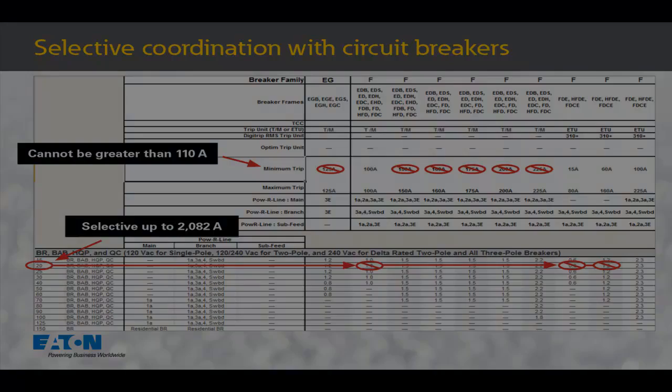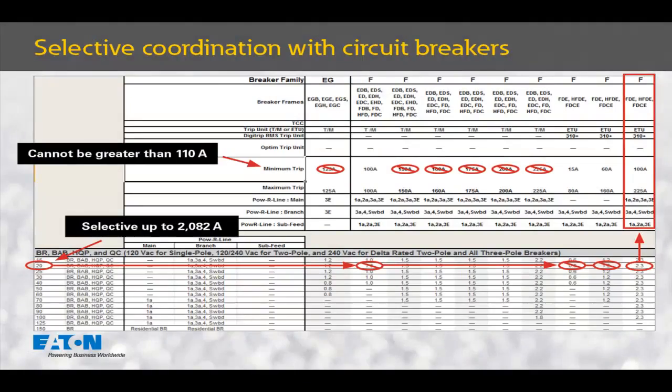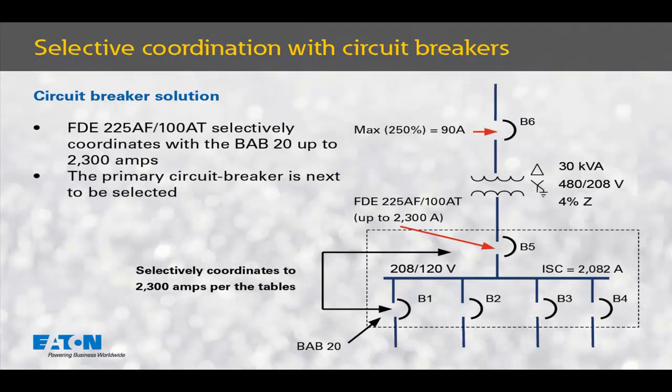Again, not adequate. Finally, we get to the 225 amp frame F-frame circuit breaker with an electronic trip unit that can be adjusted down to 100 amps. They selectively coordinate to 2300 amps, which is greater than 2082 amps. This pair will work. Now we have the downstream panel board circuit breaker solutions selected. We have the branch circuit breaker as a BAB20 and the main, which is an FDE circuit breaker with a 225 amp frame and a 100 amp trip. We've achieved selective coordination up to 2300 amps.